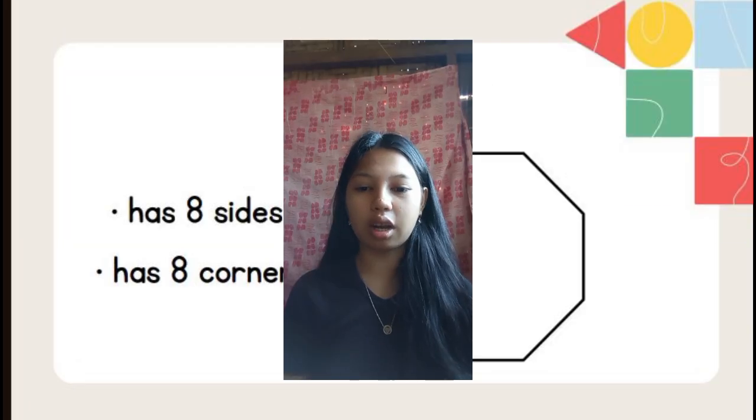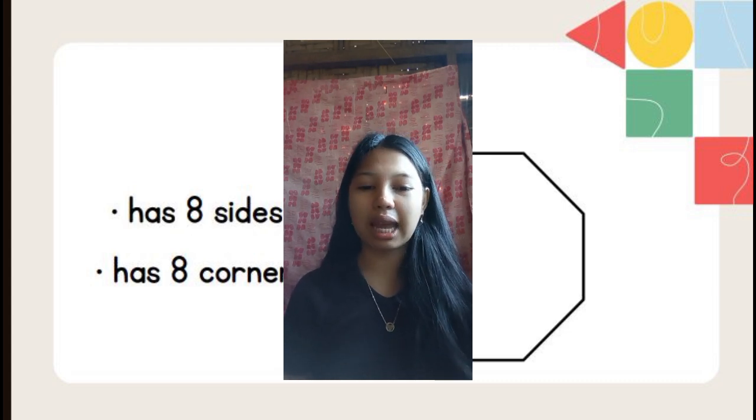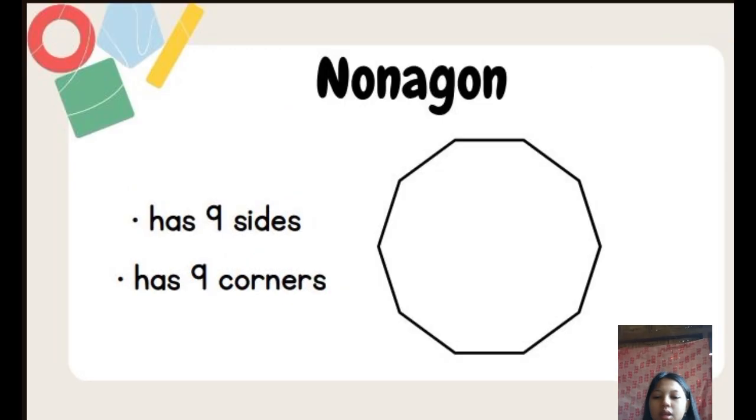The next one is an octagon. An octagon has eight sides and eight corners. The example for this is the stop sign on the road. The next one is a nonagon. A nonagon has nine sides and nine corners. The example for this is a table that has nine edges.